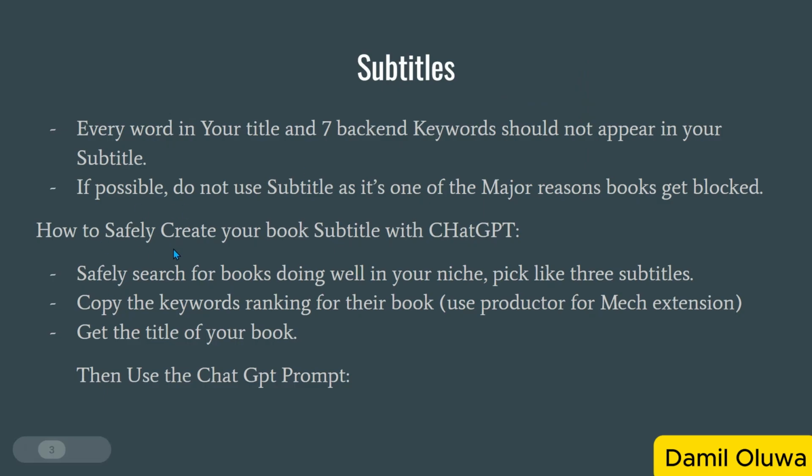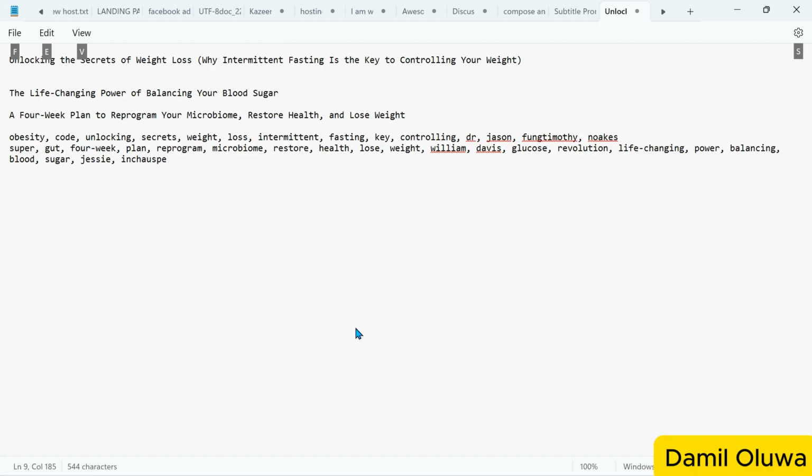So going back into the presentation. After copying the keywords, I'm going to get the title of my book, and I'm going to use this ChatGPT prompt. Of course, this is just for video presentation purposes. You need to have the title of your book ready. You need to have generated it with ChatGPT or whatever you want to do.